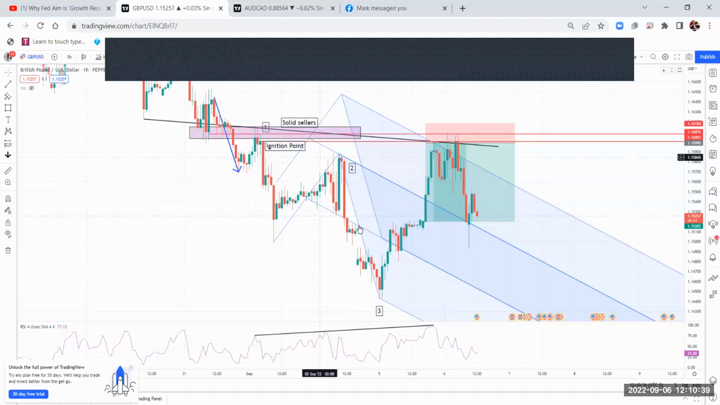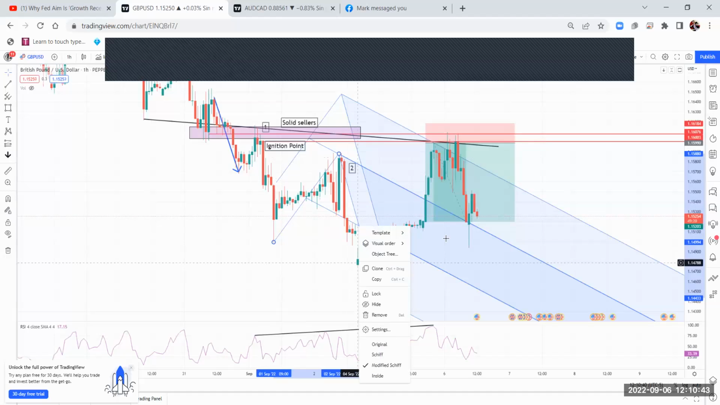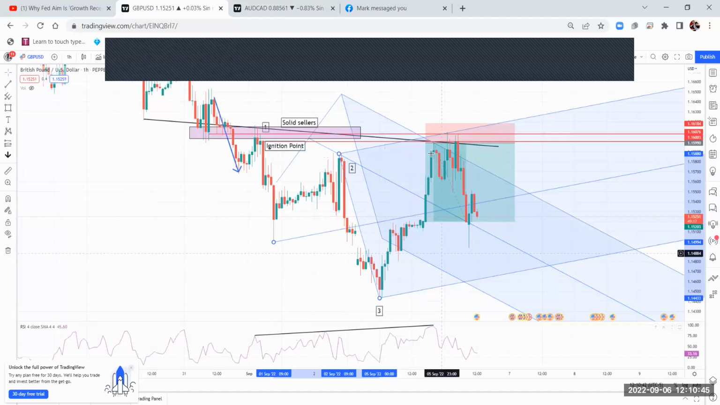I proceeded to draw an Andrews pitchfork, standard. So right away, I had an idea because I saw that it was approaching the fork line, right? So again, it might be a market edge.